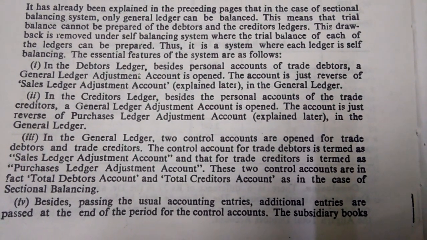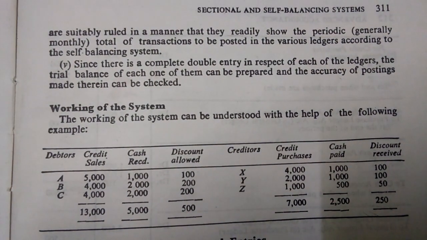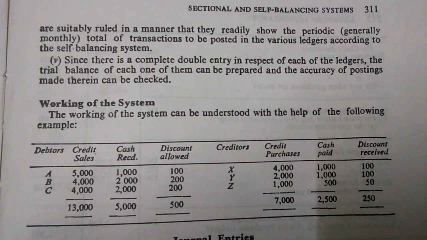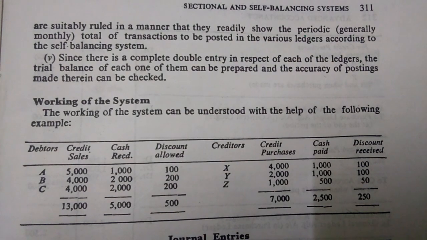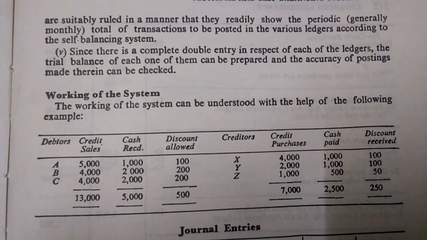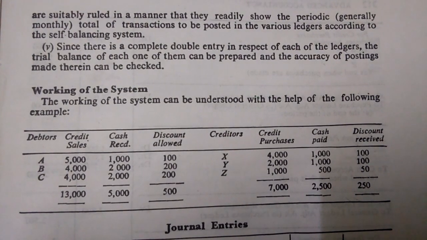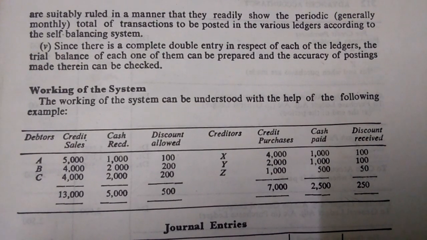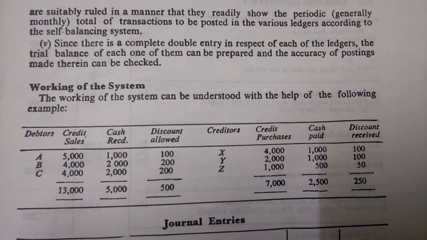The subsidiary books are suitably ruled in a manner that they readily show the periodic total of transactions to be posted in the various ledger accounts according to the self-balancing system. And last, the fifth one: since there is a complete double entry in respect of each of the ledgers, the trial balance of each one of them can be prepared and the accuracy of posting made therein can be checked.